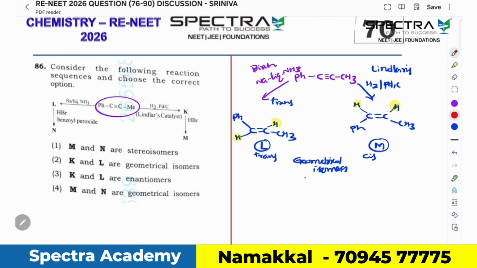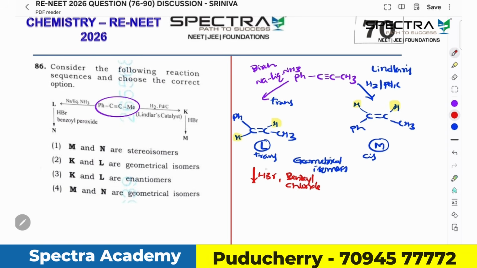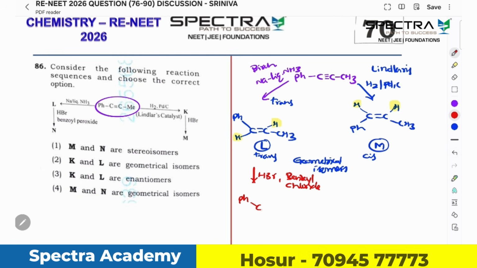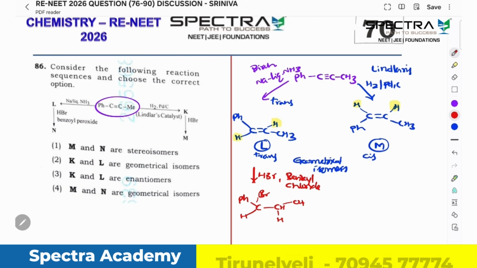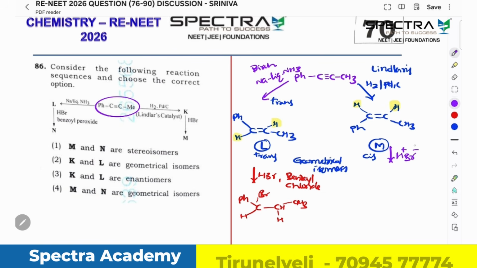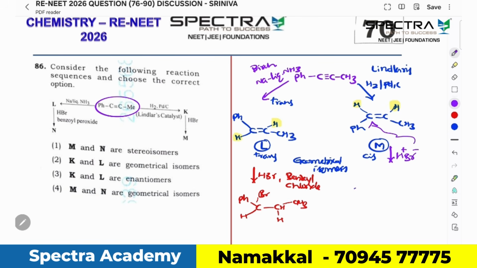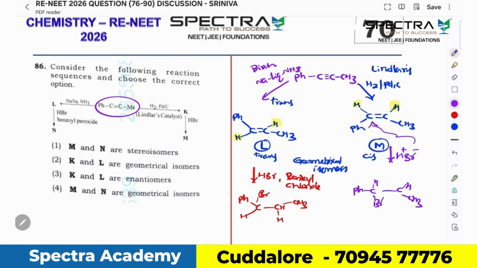Now, if you react with HBr in the presence of benzoyl peroxide, that is the anti-Markovnikov rule. According to the anti-Markovnikov rule, based on the free radical mechanism, you will get the compound like this: Ph-CH2-CHBr-CH3. Now this is HBr. According to Markovnikov rule, the negative part attaches to the more stable carbocation, Ph-CHBr-CH2-CH3.